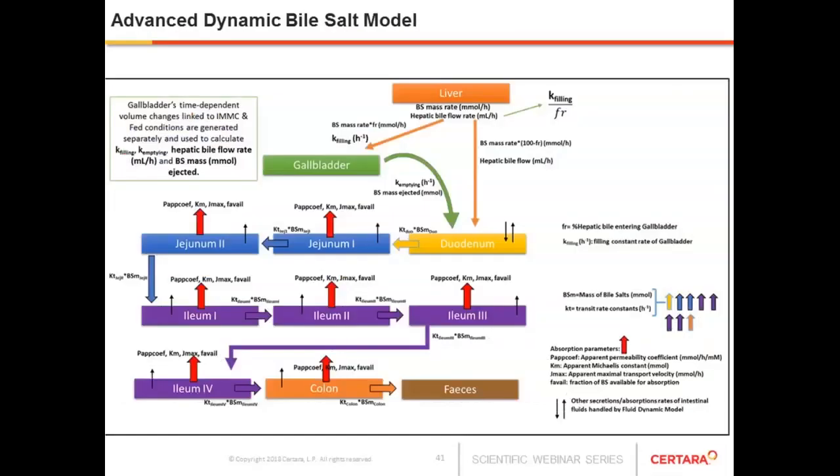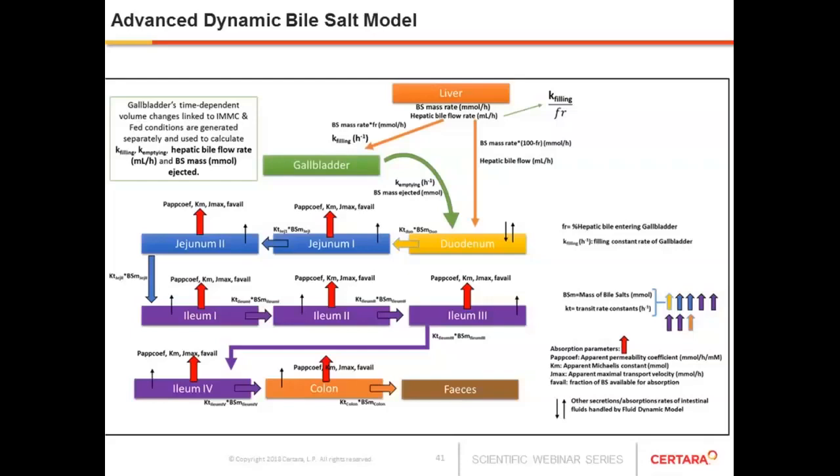As a part of the dynamic models introduced in version 18, one of the most important, and to the best of our knowledge, the first time, a new advanced dynamic bile salt model has been added within Simcyp. The model now allows us to predict the bile salt concentration in all the 9 GI compartments within the ADAM model. These are the time-dependent changes in the bile salt concentration, and the gallbladder emptying and the liver secretion of the bile salts directly into the duodenum have now been attached to the IMMC, that is the interdigestive migrating motor complex.